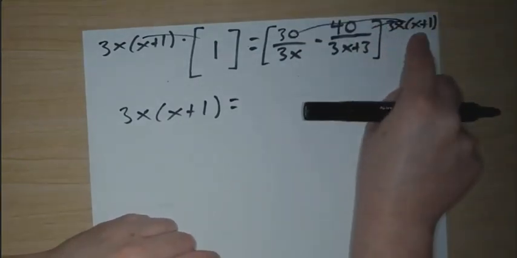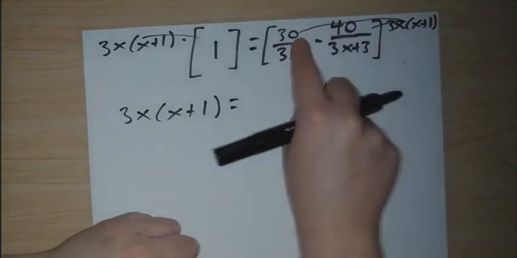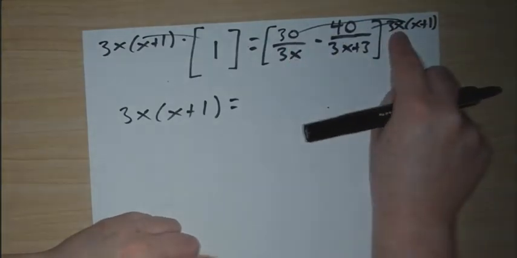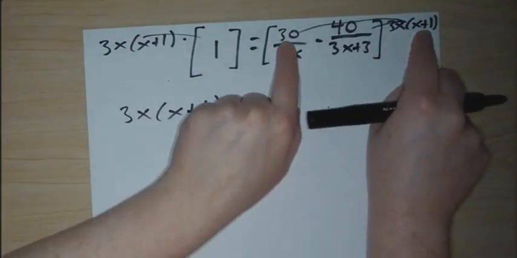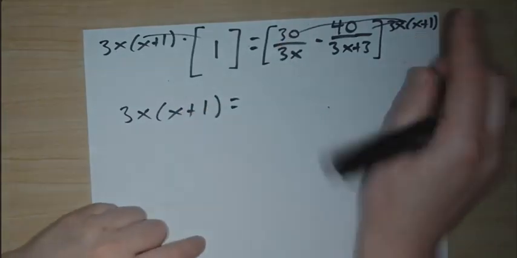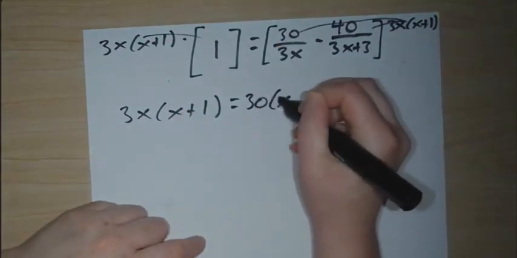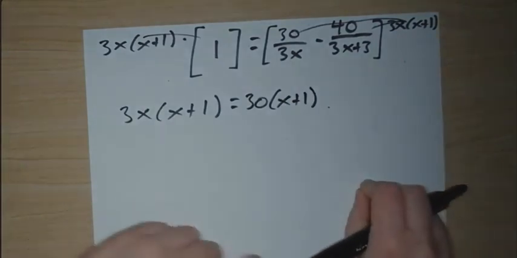So if we have 3x times x plus 1 times 30 over 3x, this 3x will be on the top and the bottom, so it will cancel for this term. So we're only multiplying this 30 times x plus 1. So we're left with 30 times x plus 1 for the left term.